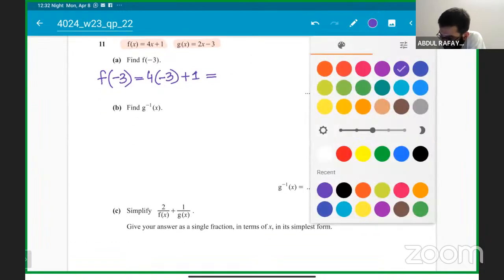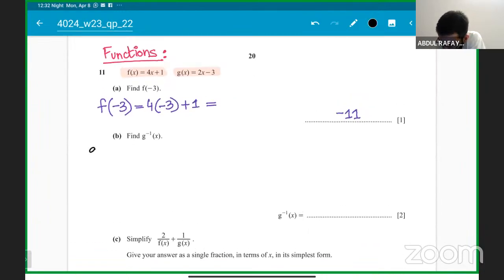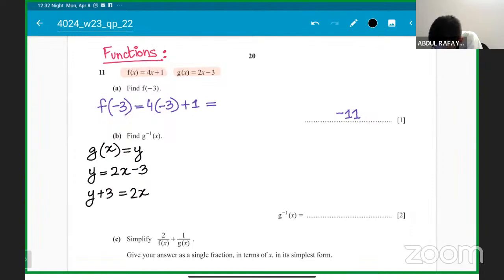Next is find g inverse of x. So how do you find the g inverse of x? Follow carefully. You just have to make x the subject. The first step is to put g(x) equal to y. So y is equal to 2x minus 3. You have to put g(x) equal to y. Make x the subject. So it will be y plus 3 divided by 2. I'm doing it step by step, so if anyone has doubts in inverse functions, they can clarify now.